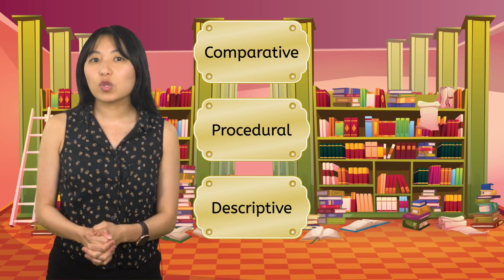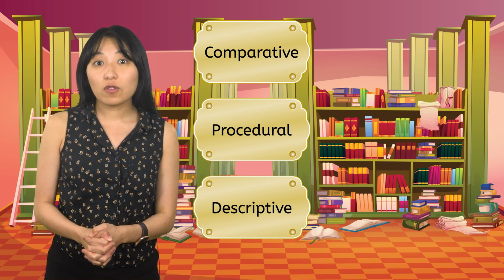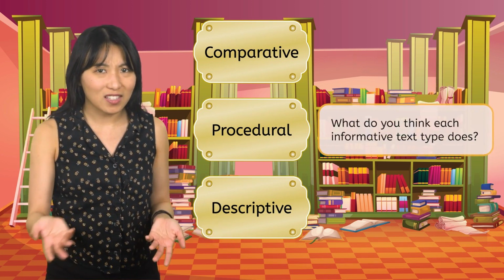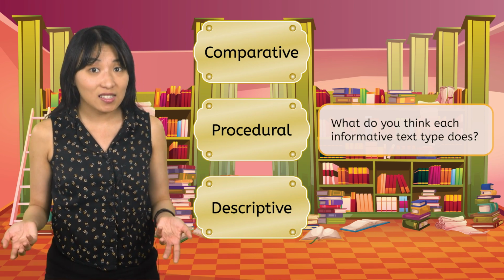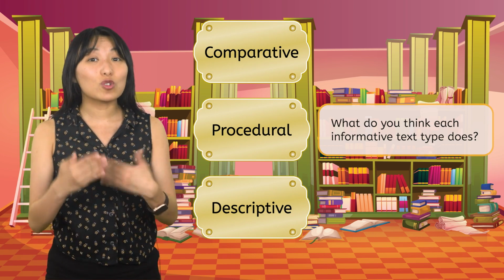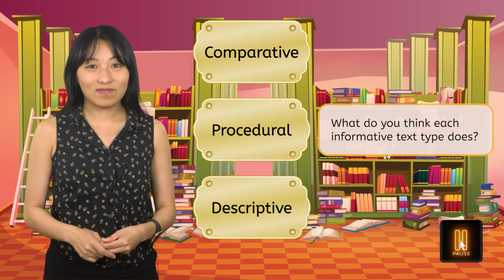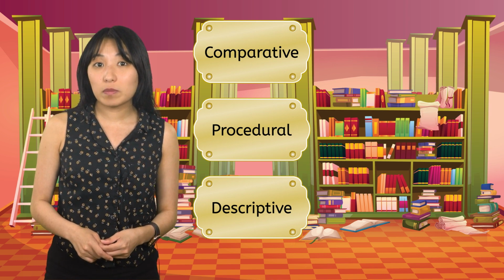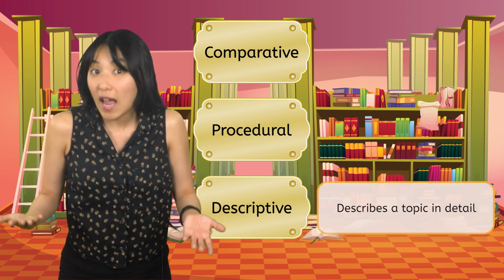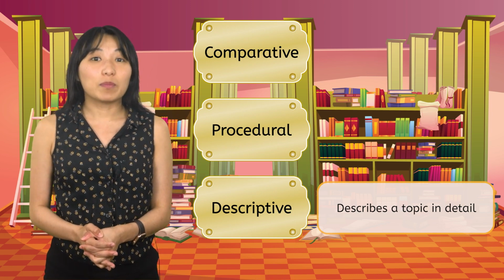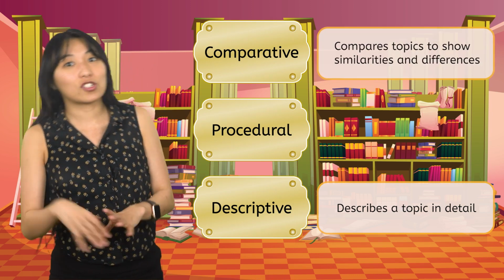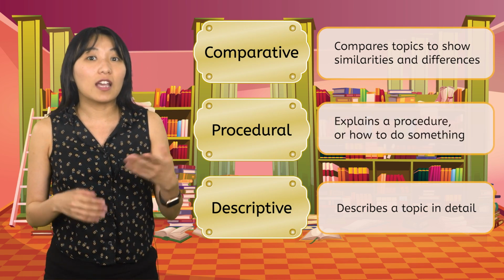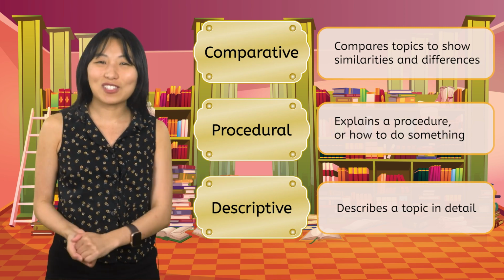I think we can use word-part context clues to figure out what the terms procedural, descriptive, and comparative mean. What do you think each type of informative text does? Pause to predict in your PDF and resume to check. Based on the context clues, we can infer a descriptive text probably focuses on describing a topic in detail. A comparative text probably compares topics to show their similarities and differences, and a procedural text must explain a procedure or how to do something.